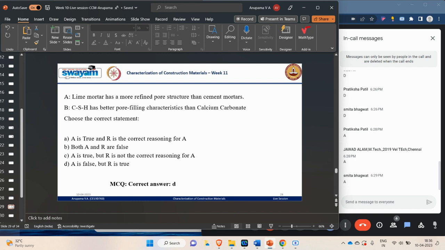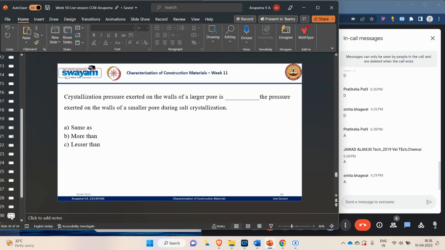In the case of pure lime mortar, the product on hardening or setting is calcium carbonate. But calcium silicate hydrate, the hydration product in cement mortars, has a better pore filling characteristic than calcium carbonate. So option B is true. Because of that reason, cement mortars have a more refined pore structure compared to lime mortar. Okay, let's move to the next question.